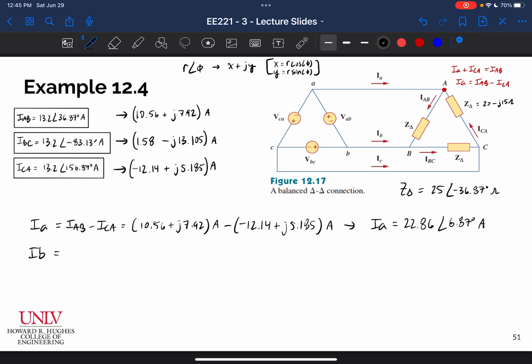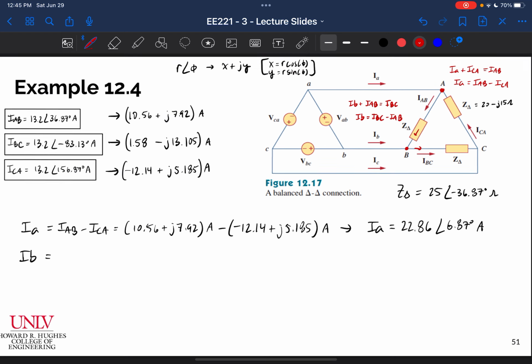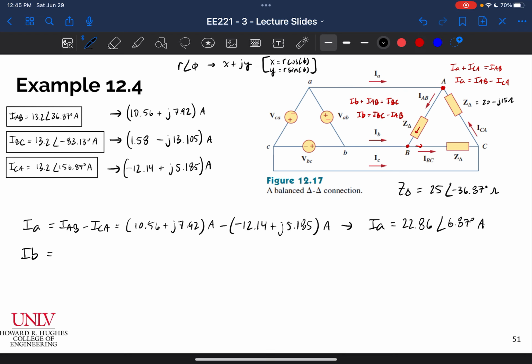For IB, I think it's a good refresher to do KCL here. So KCL for IB is this node, right? We've got one current leaving here and another current entering here. So if we do the math, the currents entering are equal to the currents leaving. We would say IB plus IAB is equal to IBC, right? And so we could find IB as IBC minus IAB. All right, so let's do that. IB is going to be IBC minus IAB.